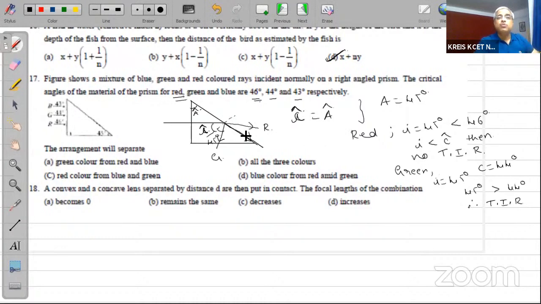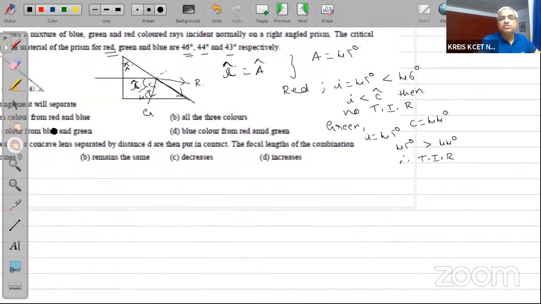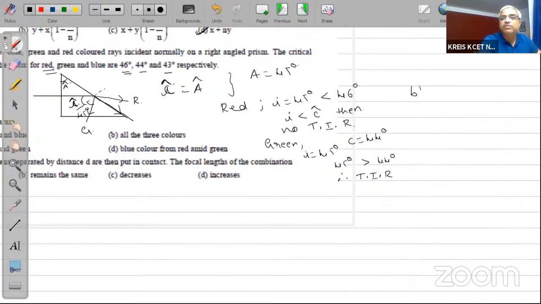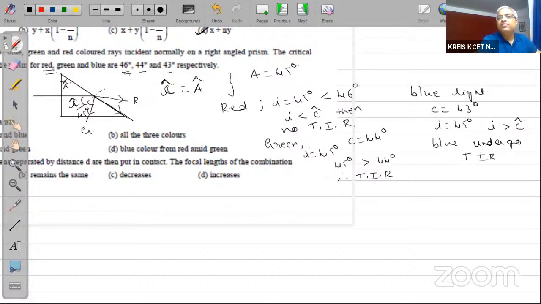Now look what happens to the blue light. Very interesting, students. For the blue light, the critical angle is given to be 43 degree. Now the angle of incidence is still 45 degree. So angle I will be greater than angle C, and therefore blue also will undergo total internal reflection. Blue also gets reflected in the same direction.